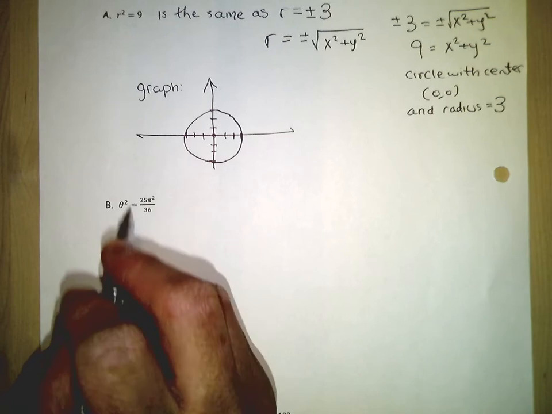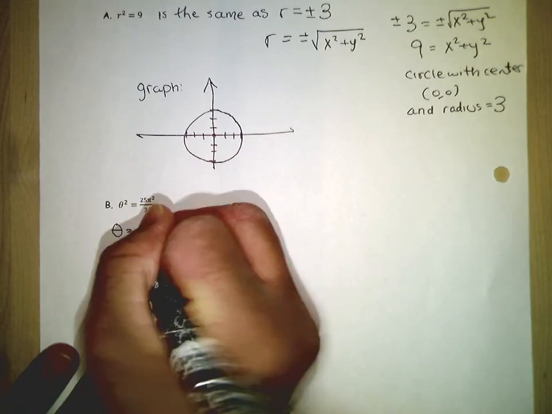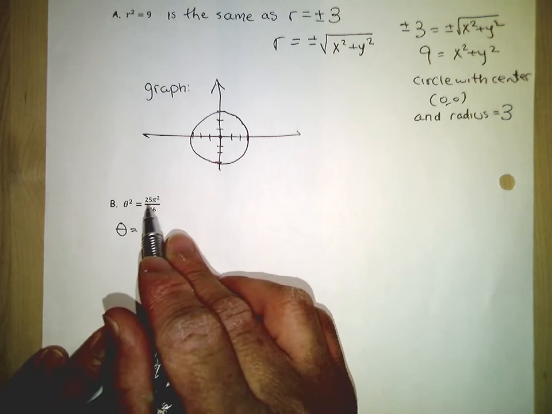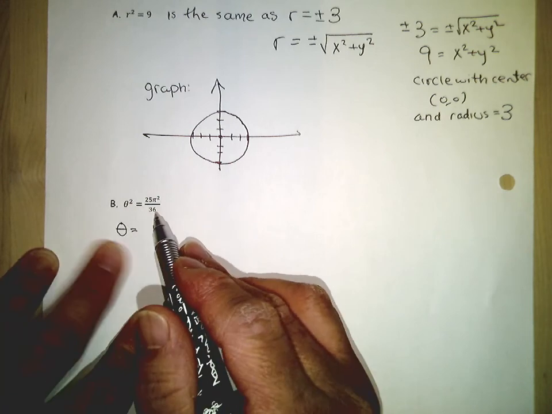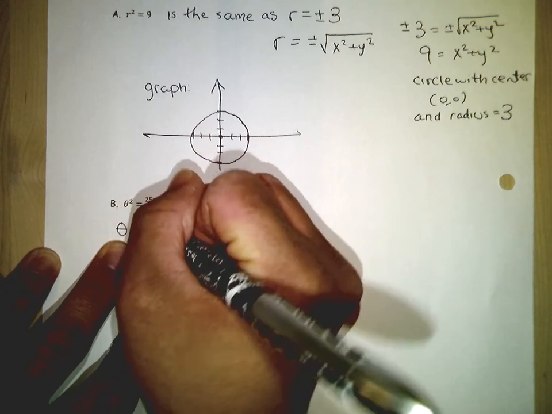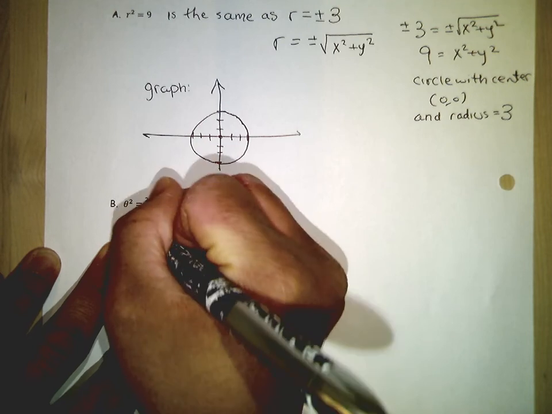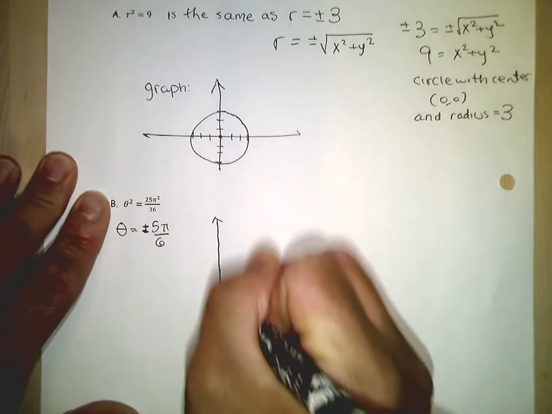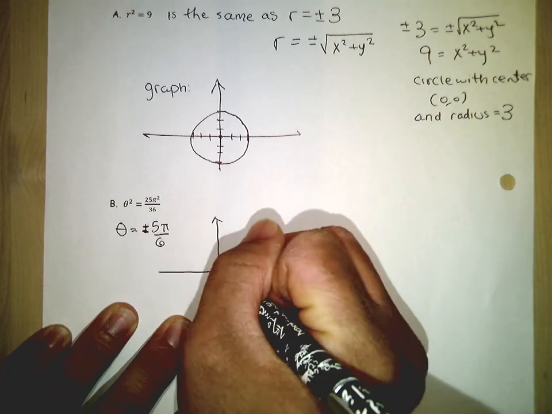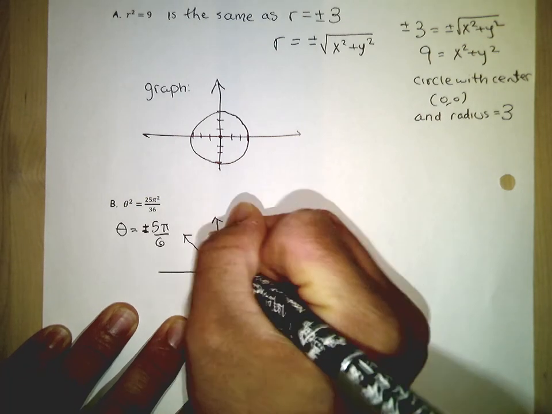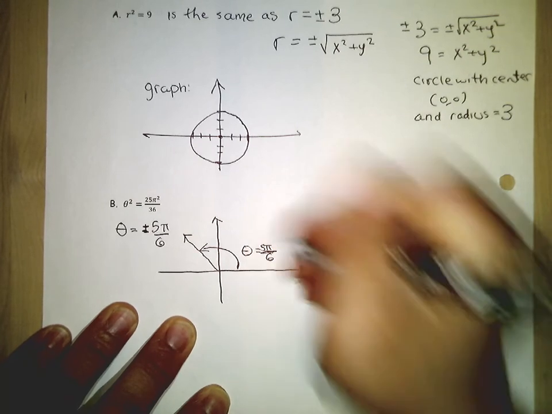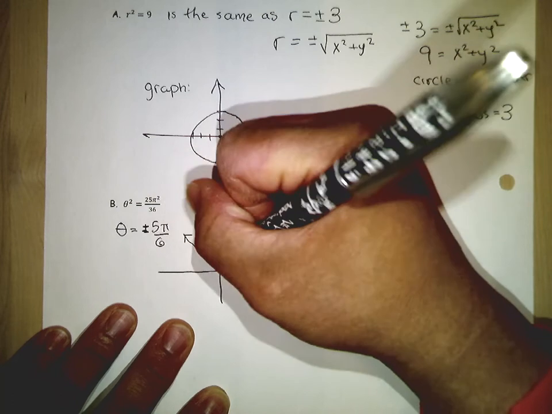Theta is equal to, if we solve this equation for theta here, theta squared is 25 pi squared over 36. So if we take the square root, theta is equal to plus or minus 5 pi over 6. All right, so here we go. Here is 5 pi over 6. Theta is 5 pi over 6. And then this is what it looks like.